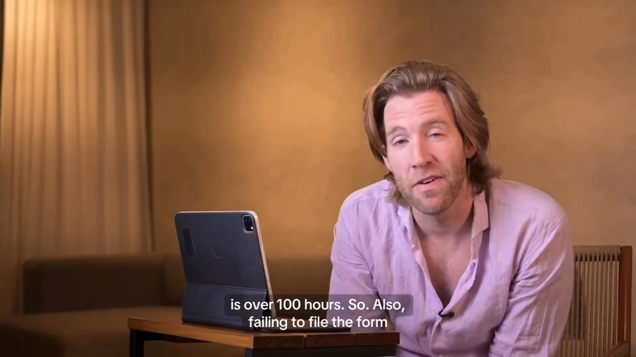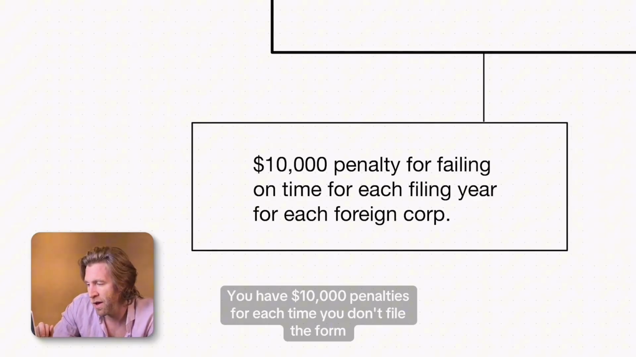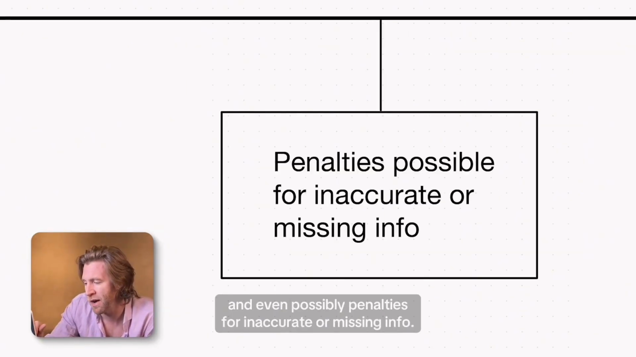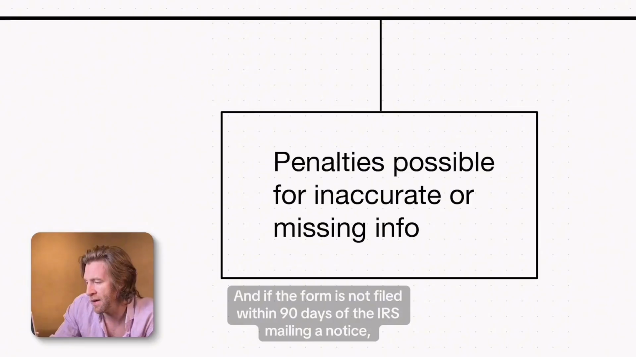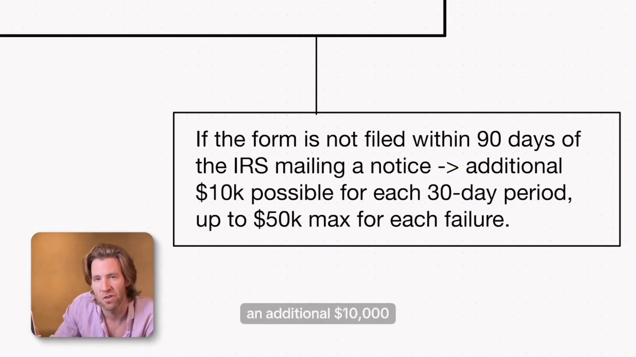So also failing to file the form is scary, right? You have $10,000 penalties for each time you don't file the form, and even possibly penalties for inaccurate or missing info. And if the form is not filed within 90 days of the IRS mailing a notice, an additional $10,000 is possible, so up to $50K max per company.